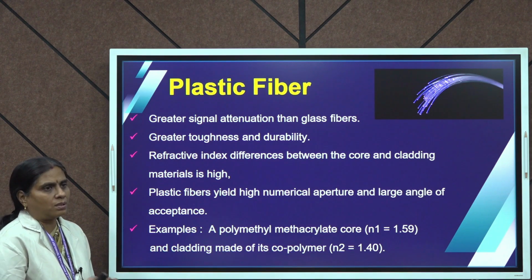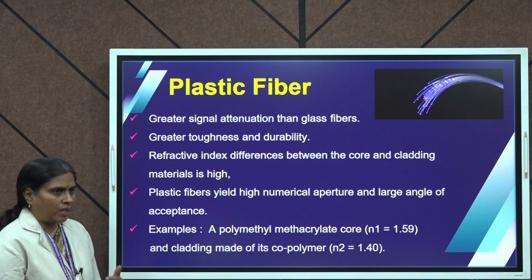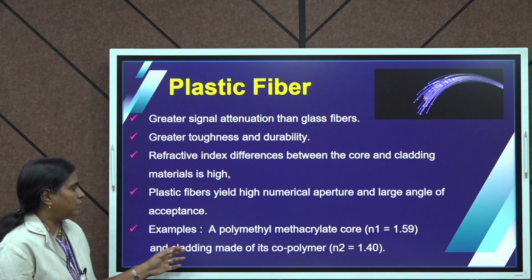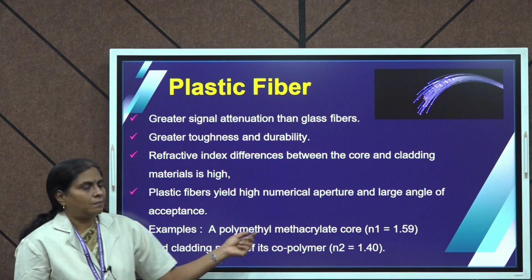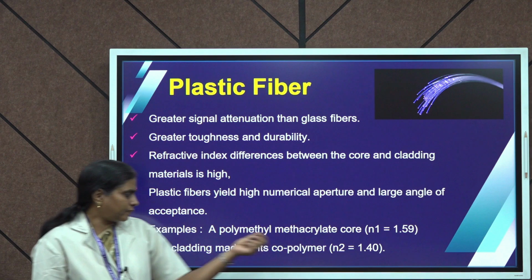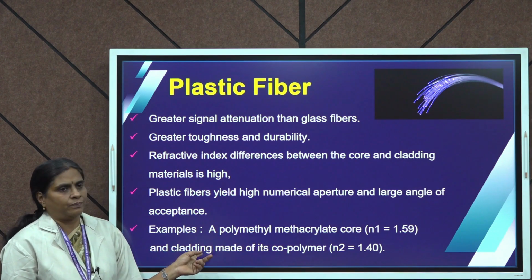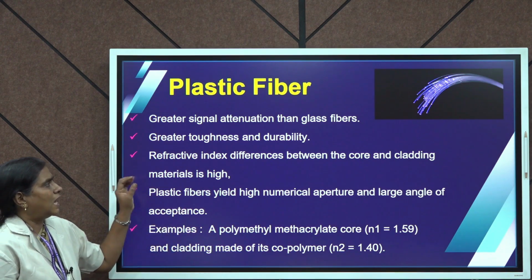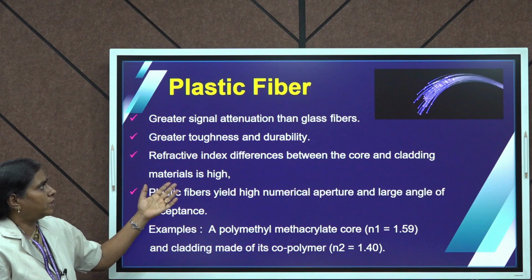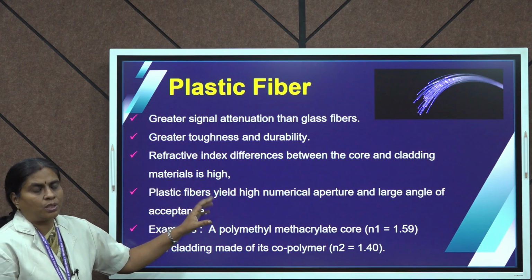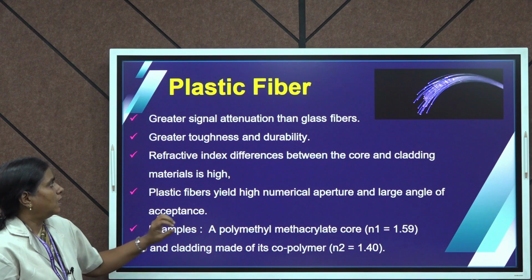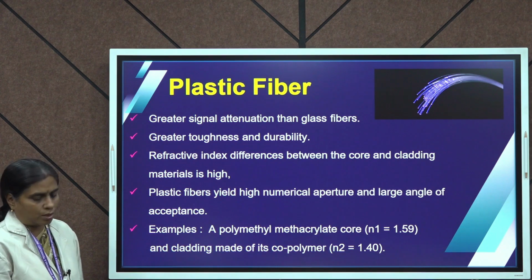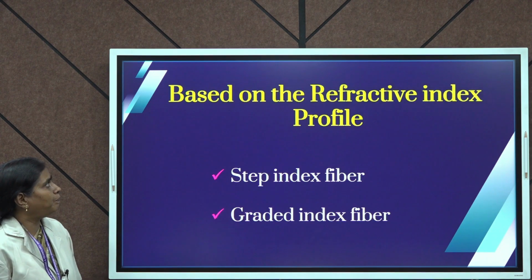We can use it for commercial purposes, we can bend it to any extent, there is no problem with it. Some examples of this plastic fiber: the core material is polymethyl methacrylate and its copolymer is used as the cladding. So there are many examples of this plastic fiber. What are the advantages of it? It has greater signal attenuation, higher durability, similarly higher toughness, and it also has a large acceptance angle. These are the advantages of plastic fiber.